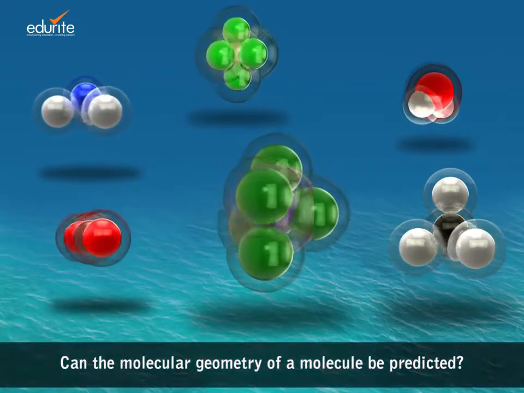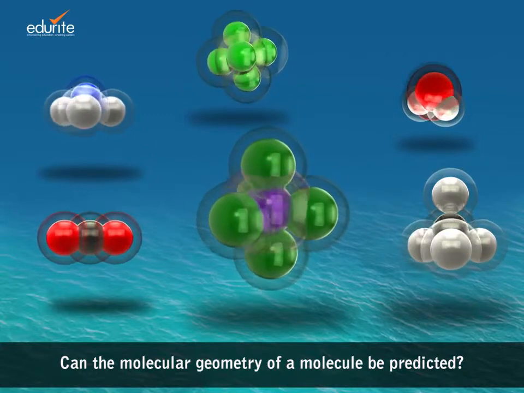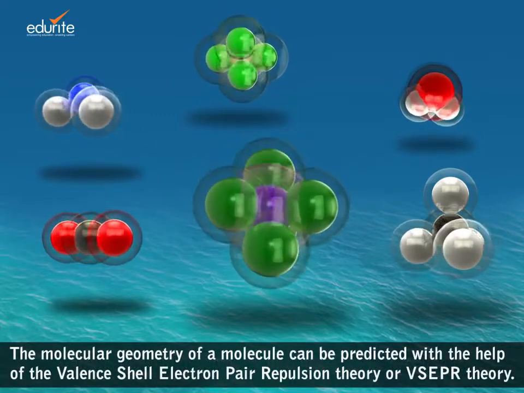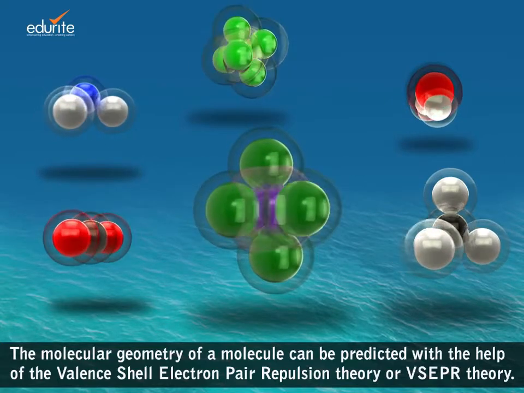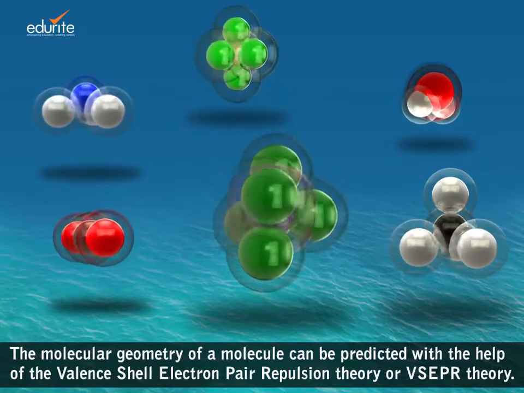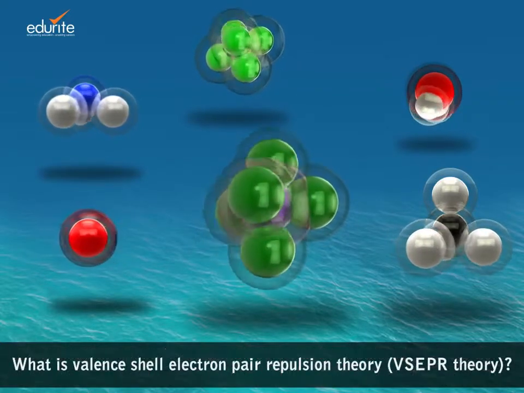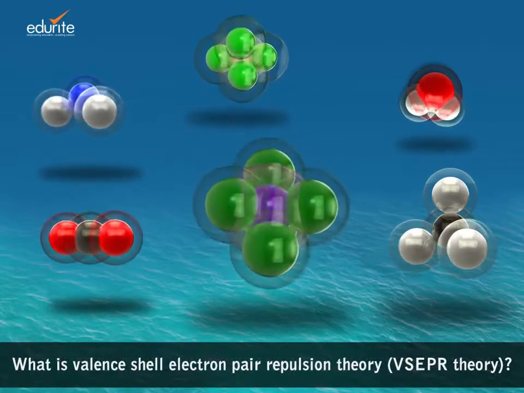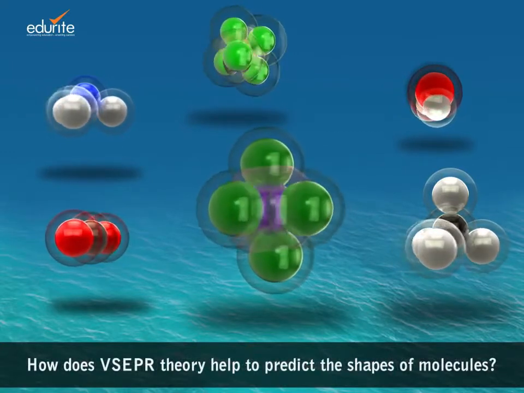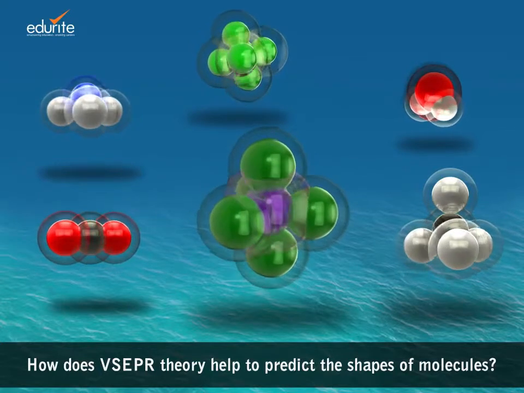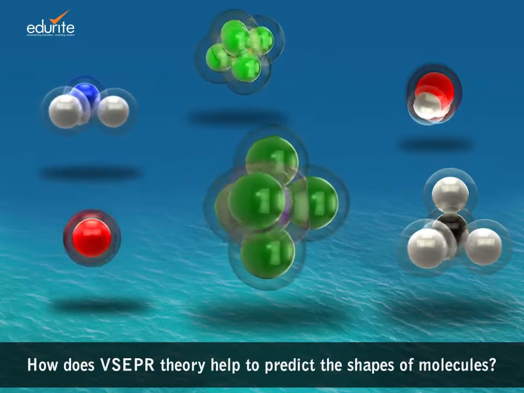Can the molecular geometry of a molecule be predicted? Yes, the molecular geometry of a molecule can be predicted with the help of the valence shell electron pair repulsion theory, or VSEPR theory. What is valence shell electron pair repulsion theory? How does it help to predict the shapes of molecules? Come, let's learn about the VSEPR theory in this module.